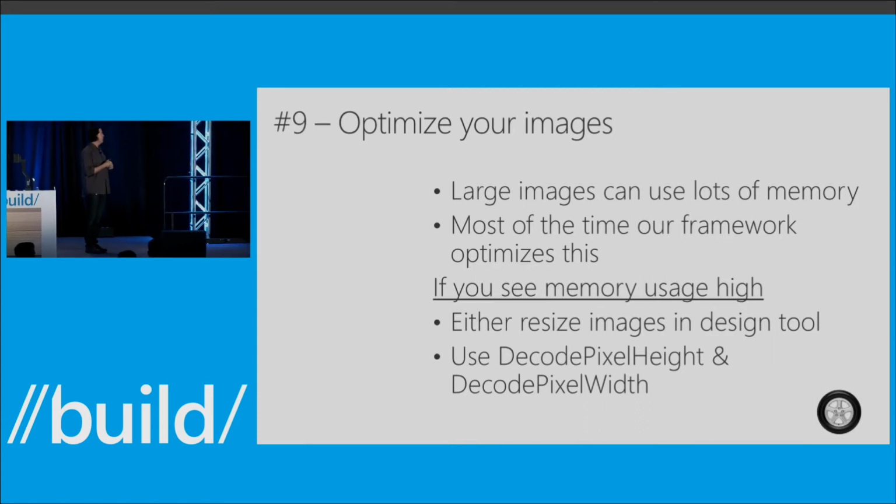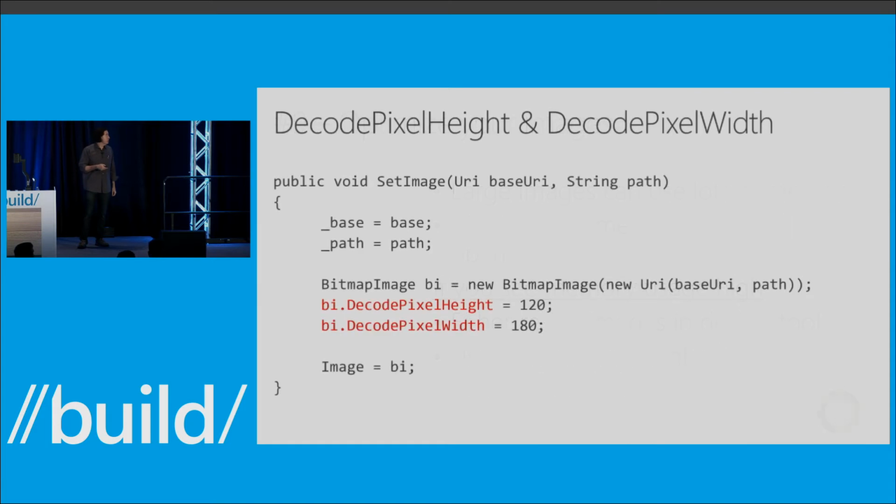So what I'm telling people is the most optimal thing you can do is to resize your images in a design tool, if possible. If not possible, explicitly use the decode pixel height and decode pixel width on a bitmap image to say how big it is, and then we will optimize that memory. So here's an example in code. This is in my data binding source, and I'm explicitly setting a decode pixel height and decode pixel width.